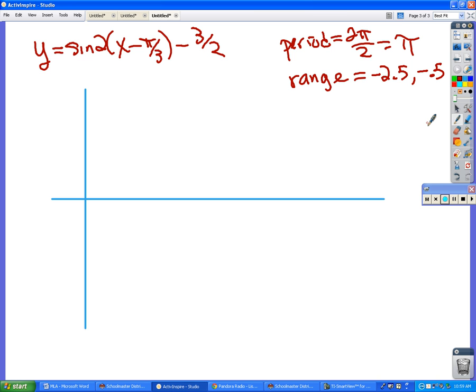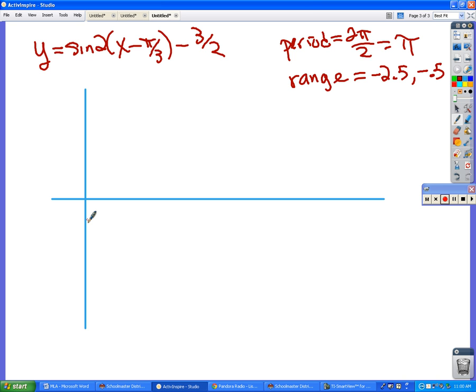Where did 2 pi over 2 come from? Well, b is 2, because that's the number that's in front of the x. And the period is 2 pi over b, so 2 pi divided by 2 is pi. Why is the range that? Because what's the range usually? Negative 1 to 1. So if I go negative 1 minus 1.5, that gives me negative 2.5. And if I go 1 minus 1.5, that gives me negative 0.5.